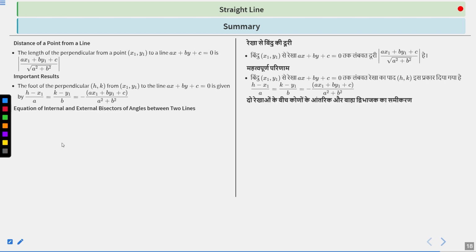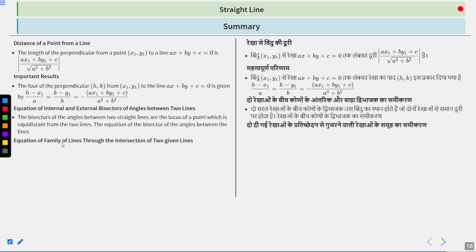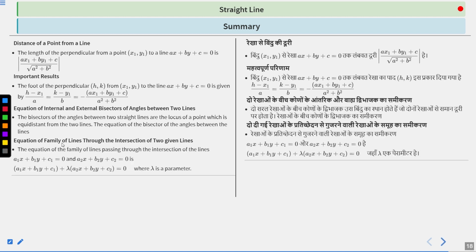After that, we have seen the equation of internal and external bisector of angles between two lines, in which we have seen the bisectors of the angles between two straight lines are the locus of a point which is equidistant from the two lines. We have seen the equation of the bisector of the angles between the lines, right? After that, we have seen the equation of family of lines through the intersection of the two given lines. Here, the equation of family of lines passing through the intersection of the lines a1x plus b1y plus c1 equal to 0 and a2x plus b2y plus c2 equal to 0 is (a1x plus b1y plus c1) plus lambda times (a2x plus b2y plus c2) equal to 0, where lambda is a parameter, right? Got it?